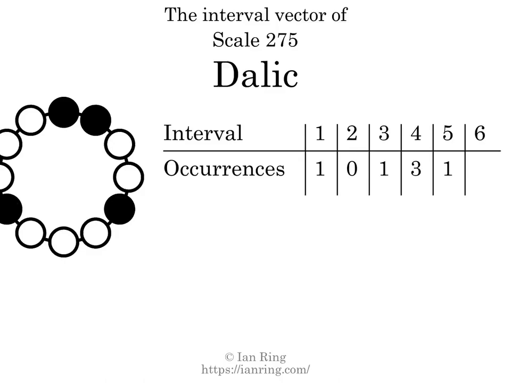There is one interval with a size of 5 semitones. It is here. There are no intervals with a size of 6 semitones. Each interval does not appear in this scale a unique number of times, so this is not a deep scale.